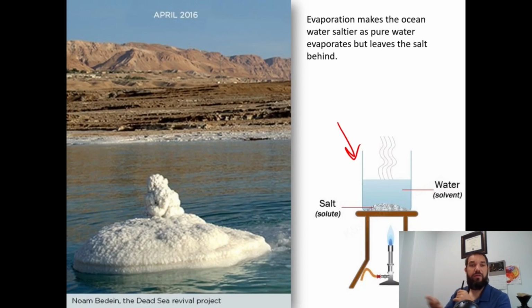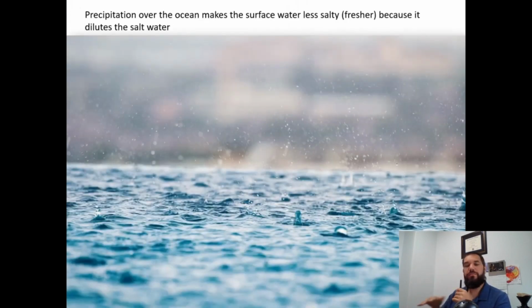So that's going to tend to make the residual water saltier. Okay, so evaporation is going to tend to raise the salinity level. Precipitation, on the other hand, is going to tend to lower the salinity level.